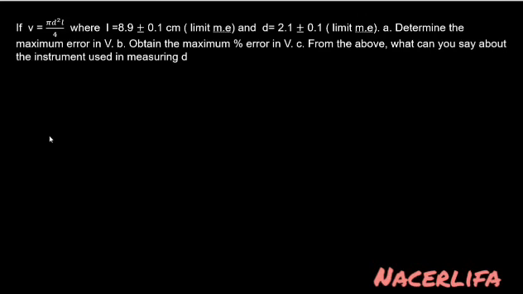So question number 2 says, if V is given as pi d raised to power 2 l upon 4, where l is this value in cm, this is the limit estimate maximum error, and this is d in the same units, this is the limit estimate maximum error. Determine the maximum error in V. If V stands for volume, how do we find the maximum error in V?